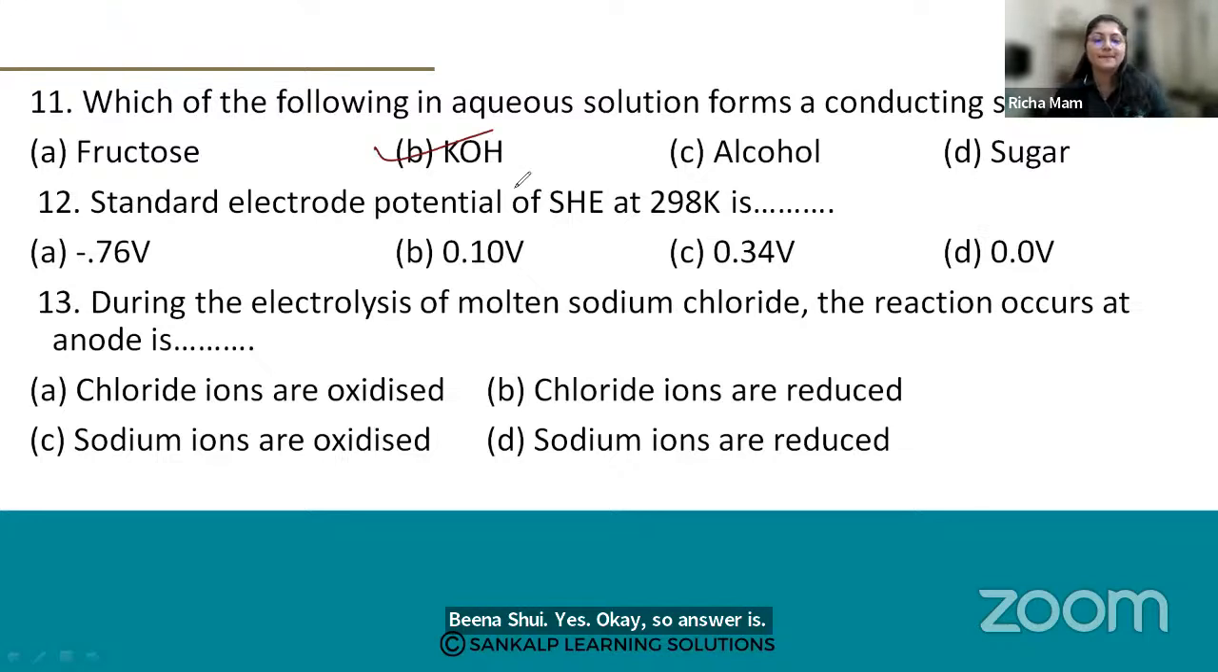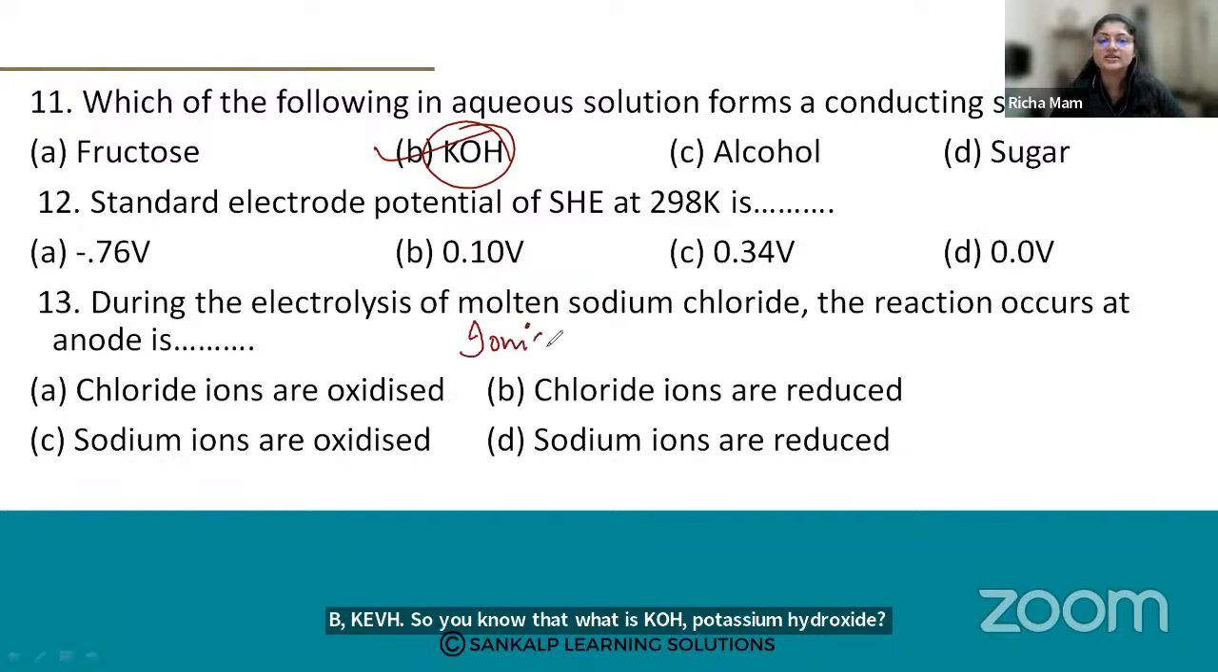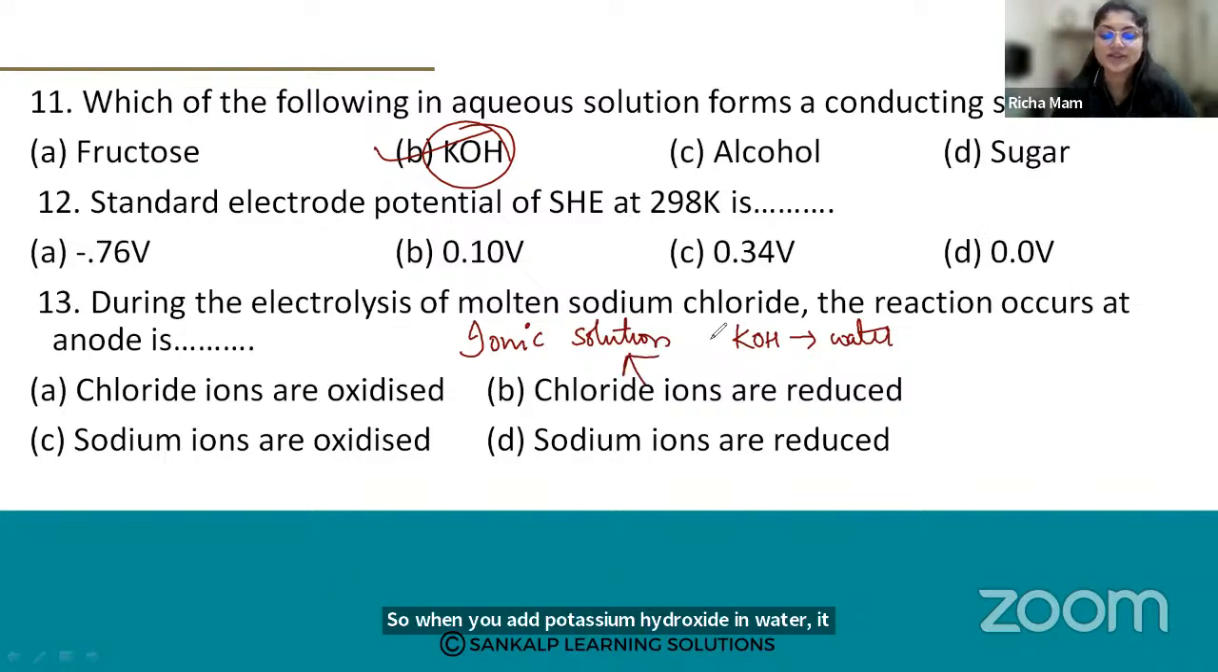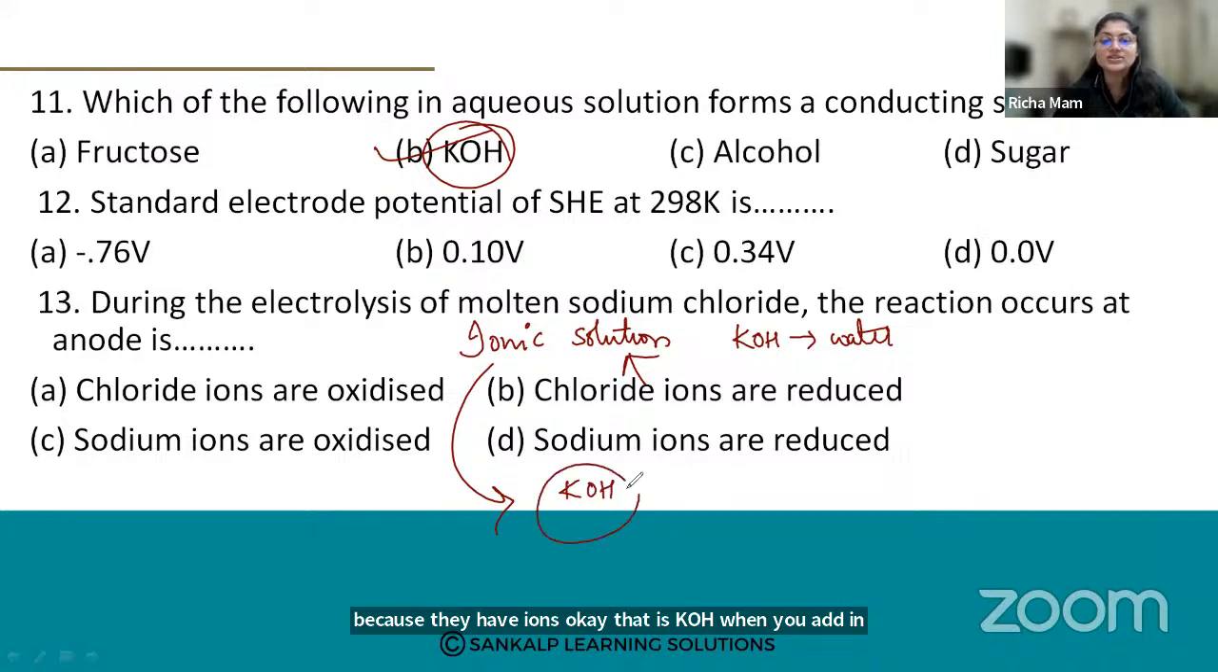The answer is B, KOH. So what is KOH? Potassium hydroxide. It is an ionic solution. When you add potassium hydroxide in water, it forms an ionic solution, and ionic solutions have the capability to conduct electricity because they have ions.